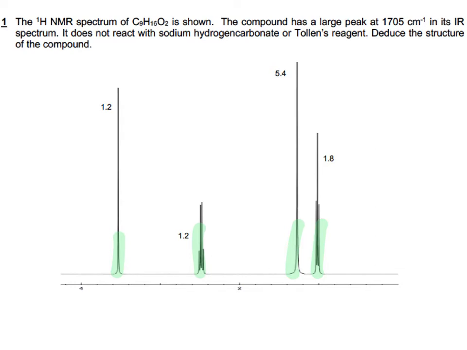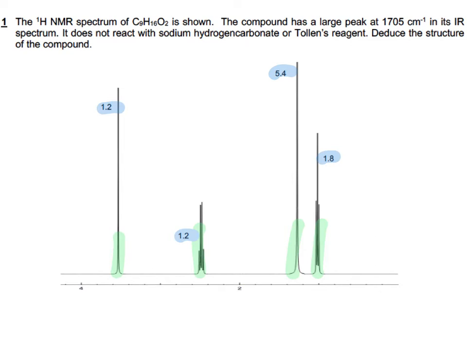Another piece of information are these values. They are integration values. They're essentially a measurement of the area underneath those peaks or those signals, and they give a relative ratio of the number of hydrogens in each of those unique environments.